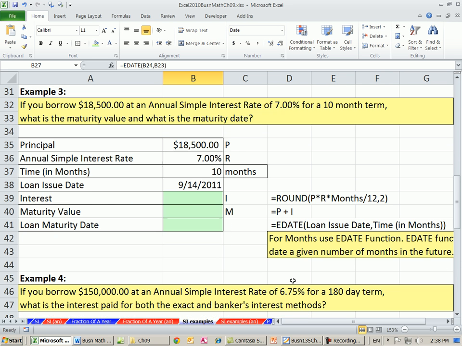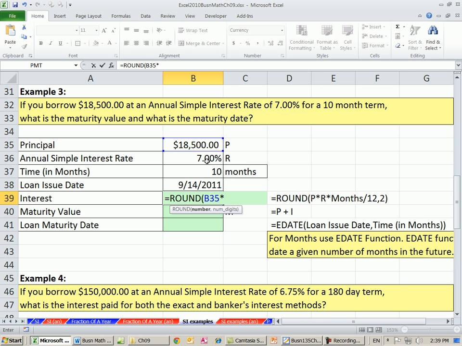All right, so our next example. If you borrow $18,500 at an annual simple interest rate of 7% for 10 months, what is the maturity value and maturity date? Principal, rate, time. We're given it in months. So I'm going to calculate my interest calculation. We're dealing with multiplying and dividing decimals, and we're required to round.